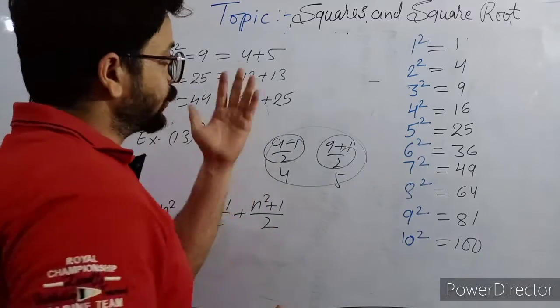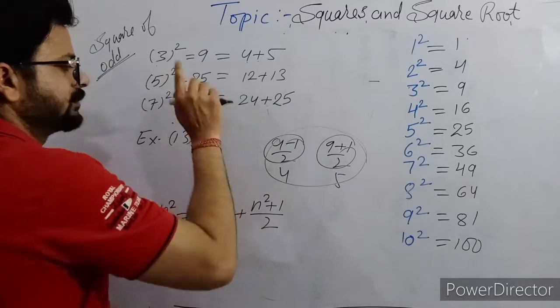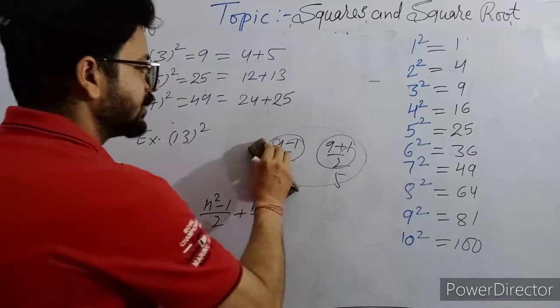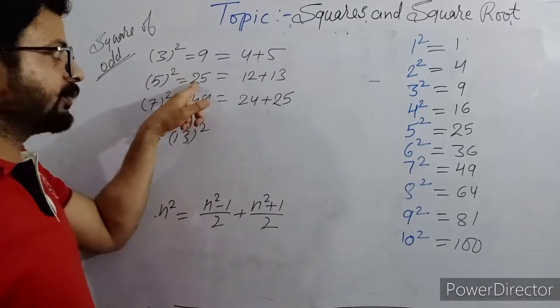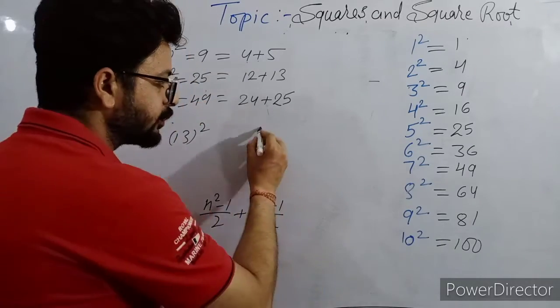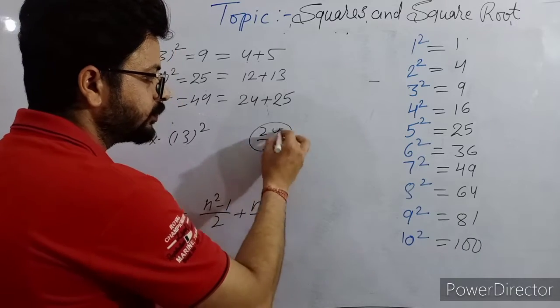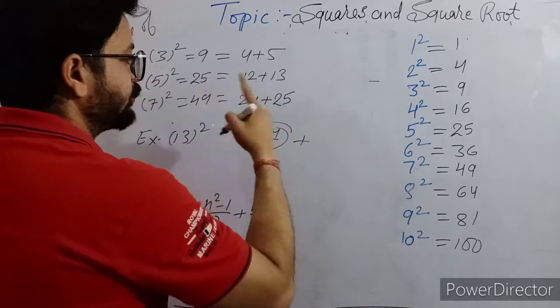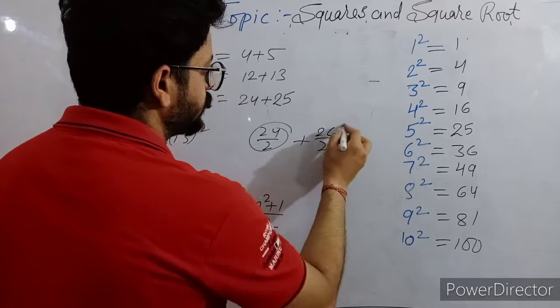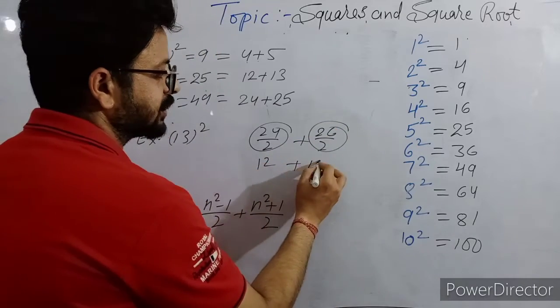Now how will we get to know that 12 and 13 will come? No issue. From this simple example, 25 subtract 1, what will come? 24. Now divide by 2, 12. And 25 add 1, 26, divide by 2, 13. 12 plus 13 is coming.